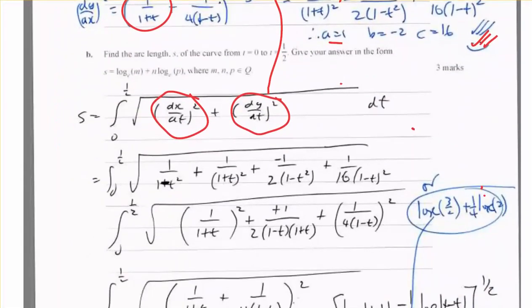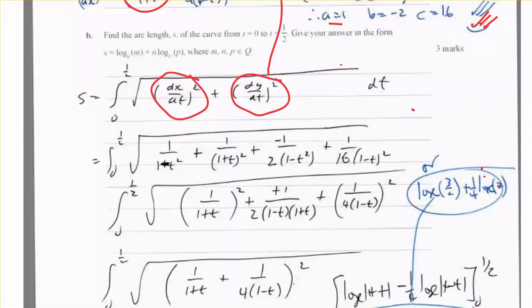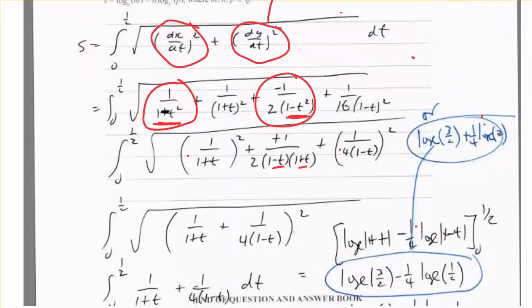Now when I place all this together, I've got 4 things, but I notice that I've got a 1 on t squared and a negative half of 1 on t squared. I can combine them together to give me positive a half of 1 minus t squared, which I factorized into 1 minus t and 1 plus t. Now I'm thinking, what's going to happen here?